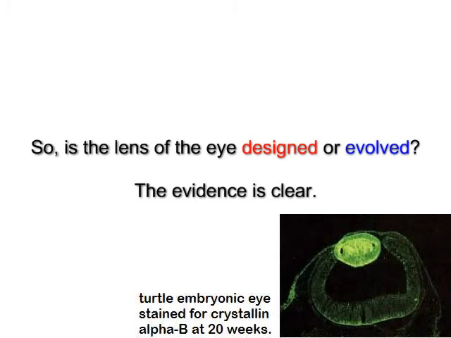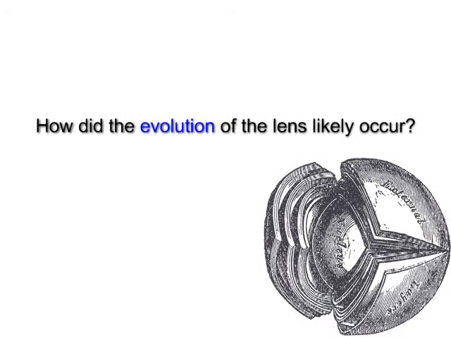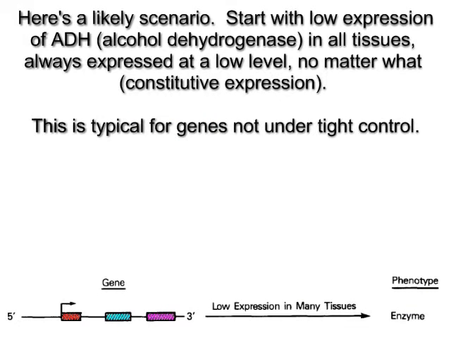So is the lens of the eye designed or evolved? The evidence is clear. How did the evolution of the lens likely occur? Well, here's a likely scenario. Start with low expression of ADH in all tissues, always expressed at a low level no matter what. That's what we call constitutive expression. This is typical for all genes not under tight control.